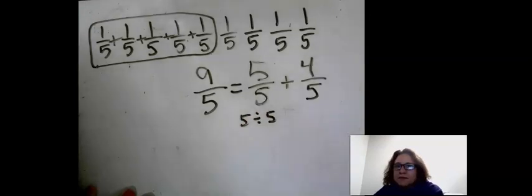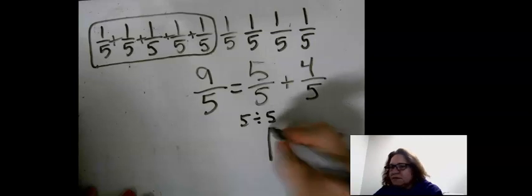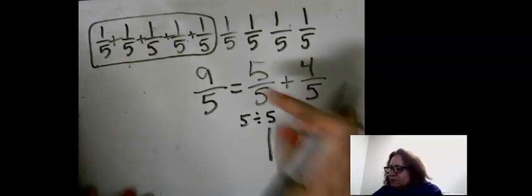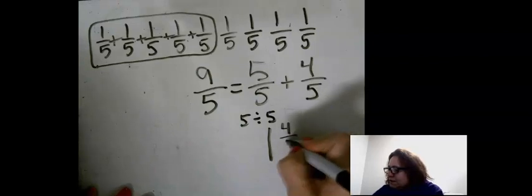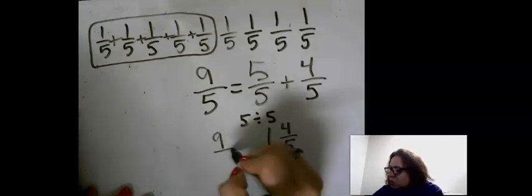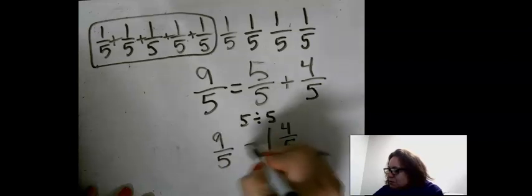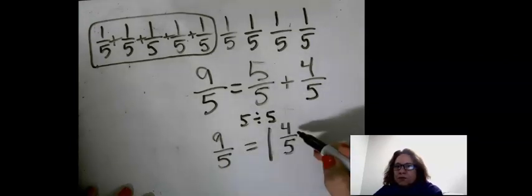Remember that the fraction bar means division. What I'm saying right here is this: 5 divided by 5, and that equals 1. Correct. Any number divided by itself is 1. So if I have the numerator and the denominator that are the same, all that means is 1 whole. So my 9/5 is equivalent to or equal to 1 and 4/5.